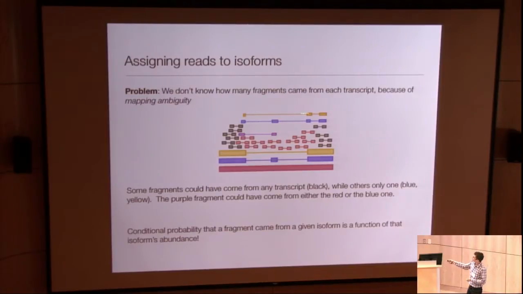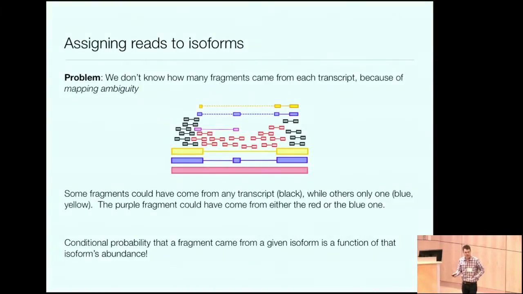Sometimes we can. This yellow spliced fragment here actually spans a splice junction that's a distinguishing feature of the gene. So we know in that case, but often we don't. And that's going to be a big problem. We're not going to be able to just count things up. If we want to measure the abundance of every transcript, we're going to have to guess how many reads came from each isoform.